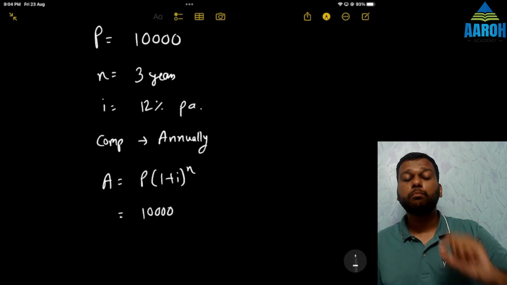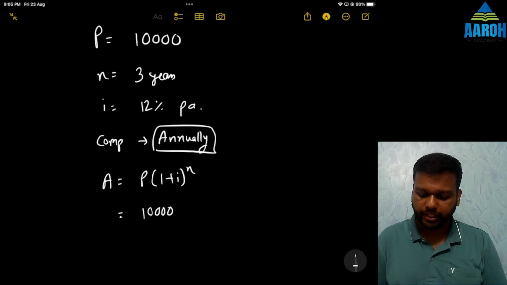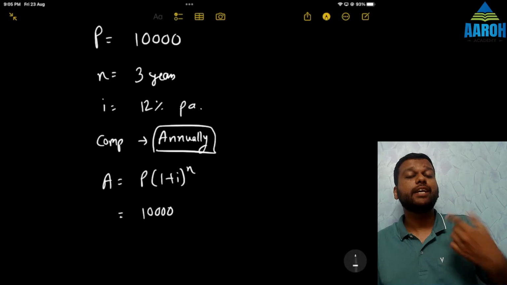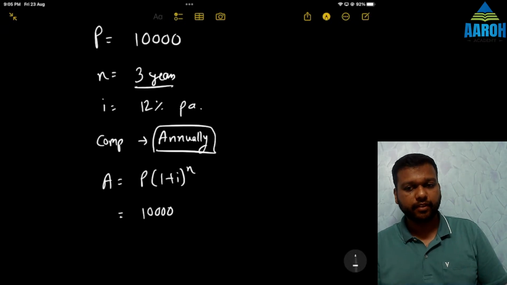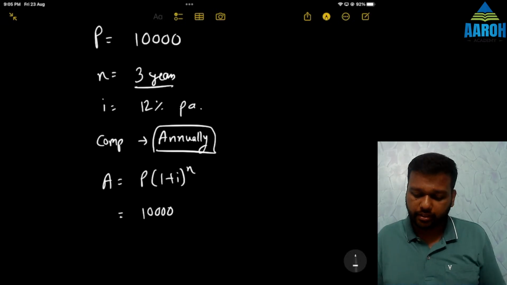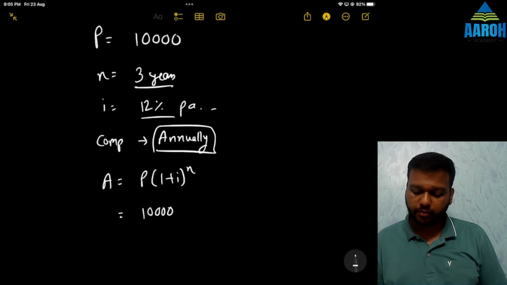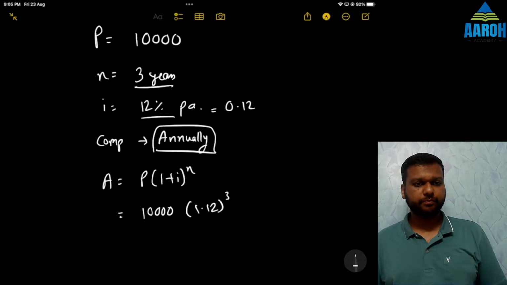N has to be number of periods, number of compounding periods. Now understand, we are doing compounding annually. If compounding is done annually, that is yearly, that means n has to be number of years, which is 3 years. So we'll take n as 3. And I also has to be per year, because we are doing compounding annually. So we'll take per annum, which is 12%. So 12% means what? 0.12. So I'll just write 1 plus I means 1.12 raised to n, which is 3.